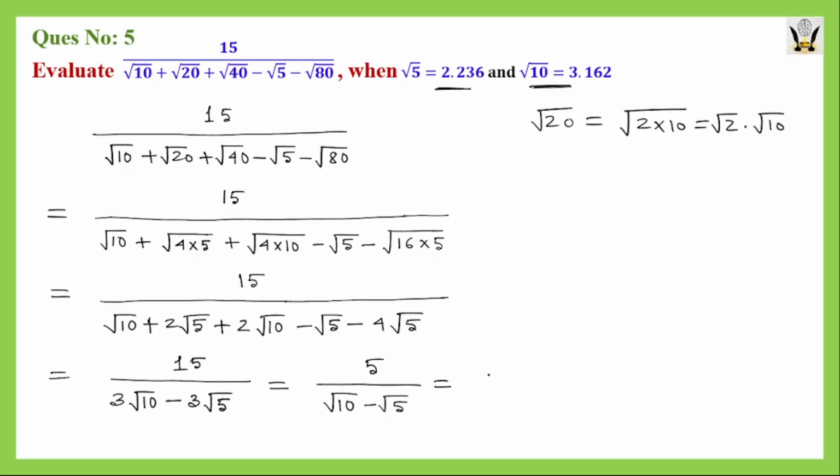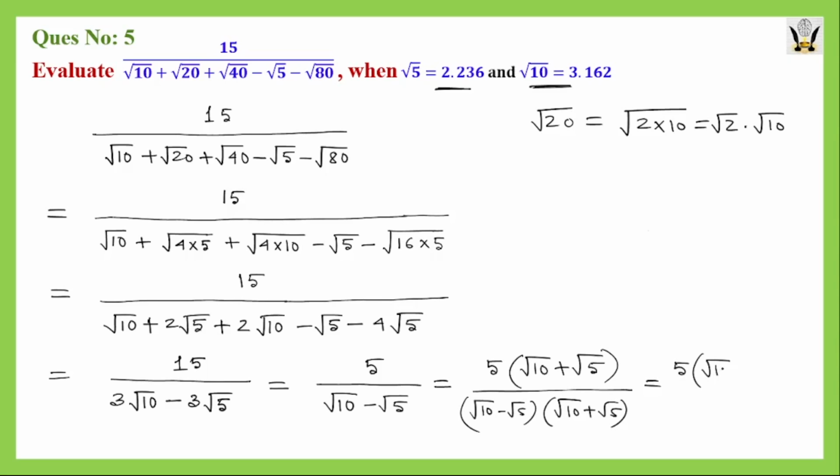And if we rationalize this, then in the numerator it will be 5 multiplied by root 10 plus root 5, and in the denominator it will be root 10 minus root 5, and then that will be multiplied by root 10 plus root 5. So again we will apply that identity, a square minus b square. So in the numerator it will be 5 times root 10 plus root 5, and in the denominator it will be 10 minus 5, which is a square minus b square. So that way we will have 5 only, and this 5 and that 5 will cancel each other. So finally it will be root 10 plus root 5.